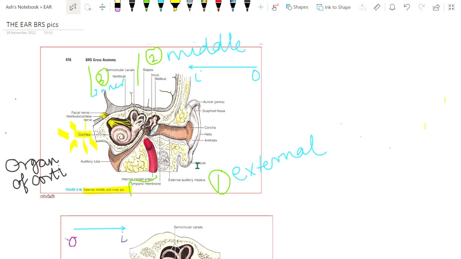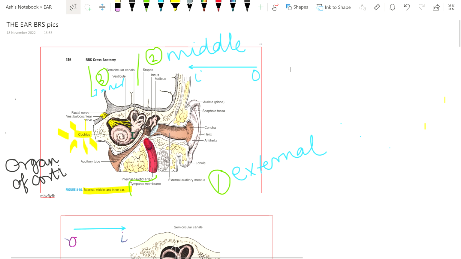It has three main sections. The one which we see mostly is the external ear. Then there is the middle ear, which has all the bones in it, three small bones. And the inner ear, which is the most important part, looks like a snail and has a coiled structure called the cochlea. This is what helps with the hearing.